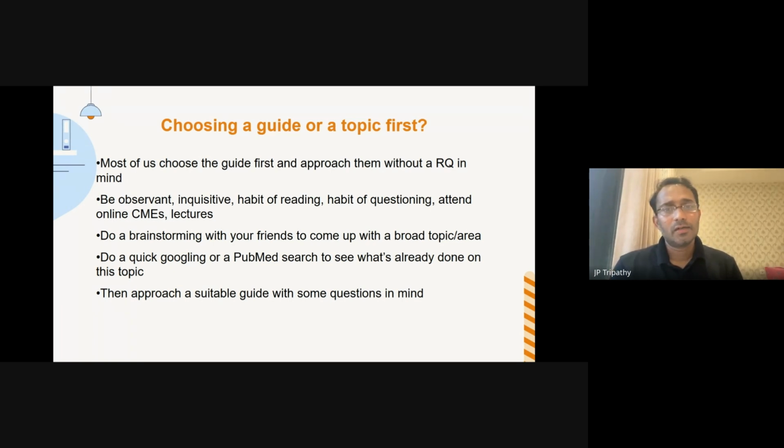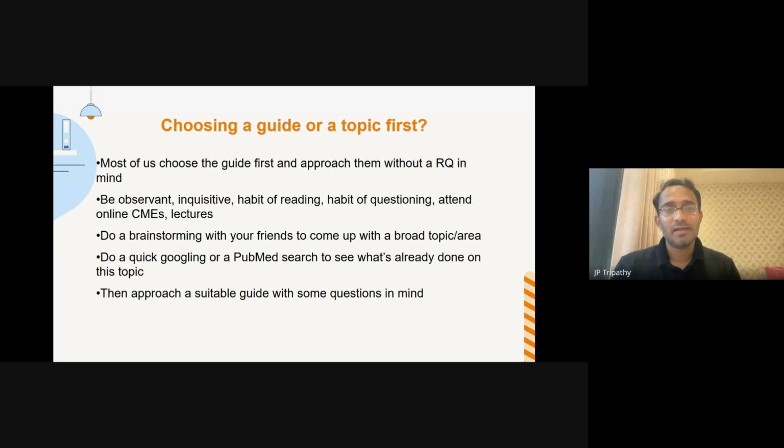And to find a topic or a research question, you need to be very observant. Have a habit of reading, a habit of questioning everything, attending online CMEs and lectures. That will give you some research questions in your mind. You can also do a quick brainstorming with your friends on a broad topic, so that you narrow down on a specific research question. You can do quick Googling, a PubMed search on what people have done on that topic and what I can do on this topic. And then you can approach a guide with some questions in mind.